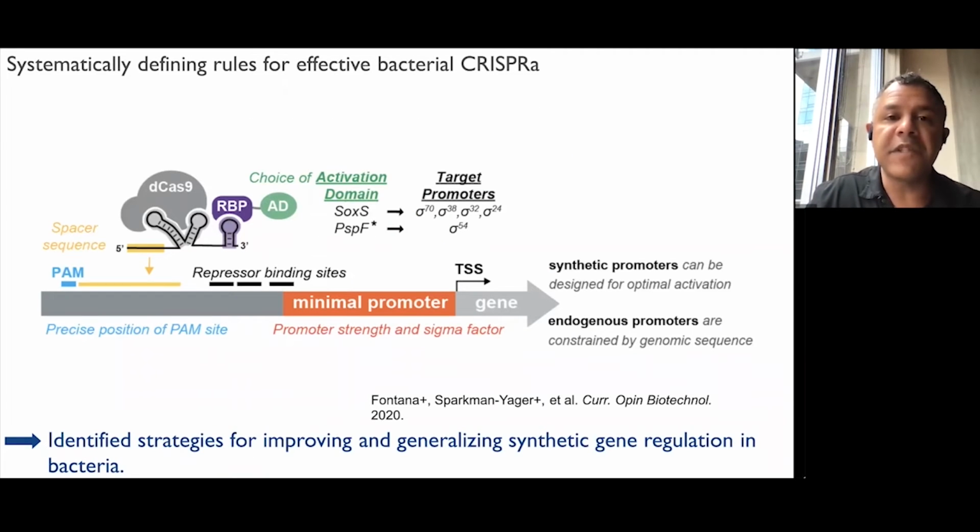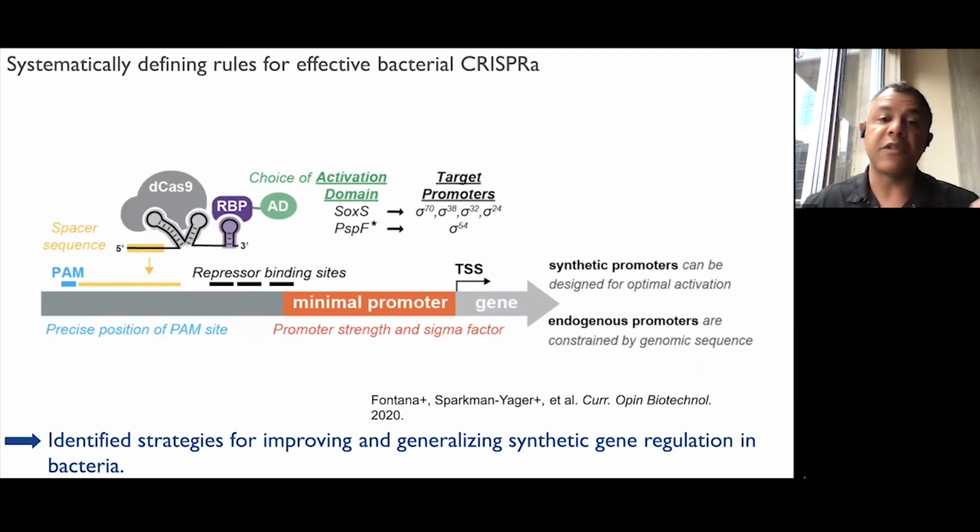All right, so to briefly summarize what I've shown you today, we've seen that the requirements for bacterial CRISPR activation target sites do pose challenges, but our data also demonstrate that CRISPR-A has the potential to be effective at a broad range of target genes. So by systematically defining the rules for effective CRISPR-A sites, we've identified new strategies for improving and generalizing synthetic gene regulation in bacterial systems.